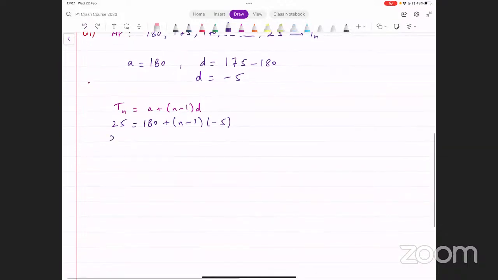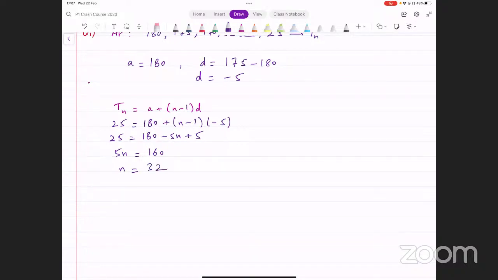And let's simplify this. You get 25 equals 180 minus 5n plus 5. Take n to the left side. That gives you 5n equal to 180 plus 5, which is 185, minus 25, which is going to be 160. And the value of n turns out to be 160 over 5, which is 32.